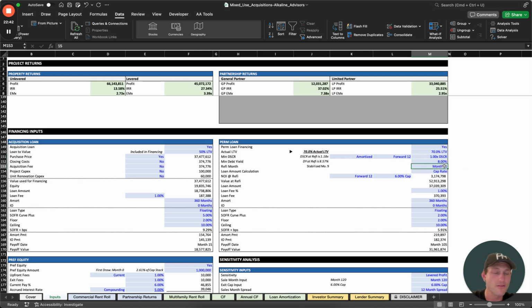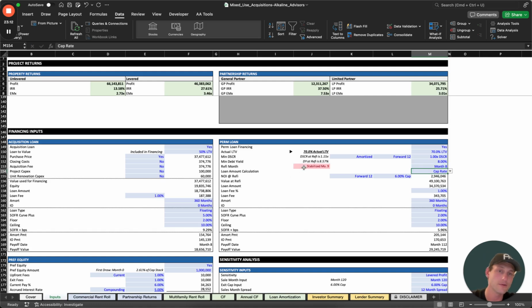You can choose what month you are going to be refinancing and then what the value of the asset is at refi. So right now, we're going to take the cap rate at month 15 of the forward 12 NOI using a 6 cap to derive the value, but you can also take a dollar per unit and dollar per square foot in order to value the asset. So we'll go back to cap rate. Month 15 is when we're refinancing, but let's say we want to refinance month 8.